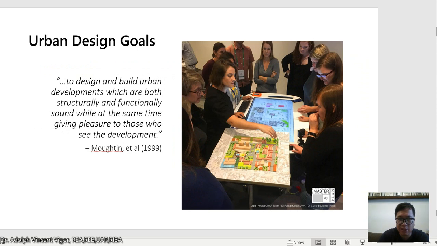Then, according to Motin, urban design goals are to design and build urban developments which are both structurally and functionally sound, at the same time giving pleasure to those who see the development. So you notice here, it's almost the same when we design buildings, that it should also be structurally sound and functionally sound. So I think it's related already a bit to architecture.